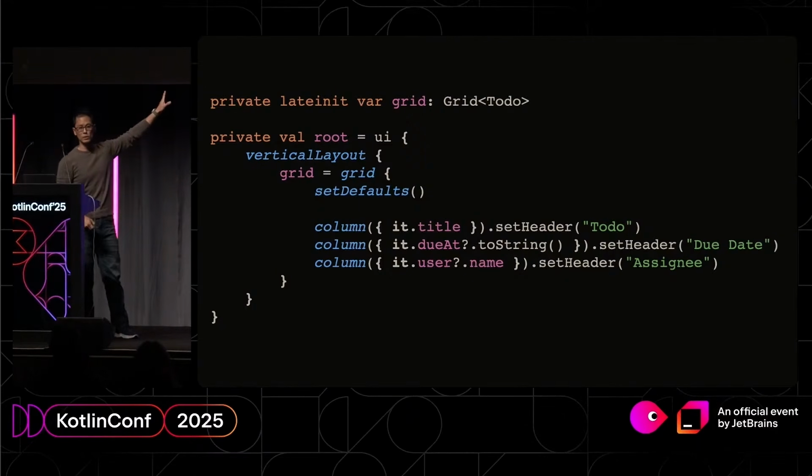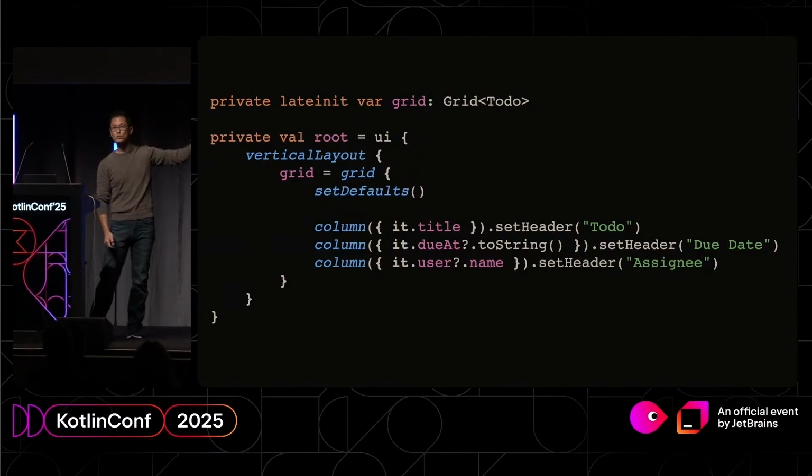This is it. This is the grid. This is all you have to do to write the grid. I can't even count how many lines that is. 10, maybe? So that's all you need to create a simple table.